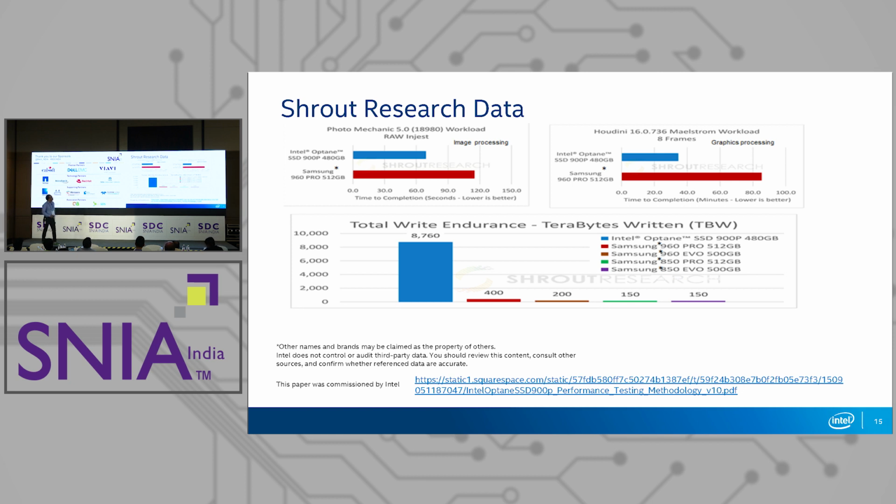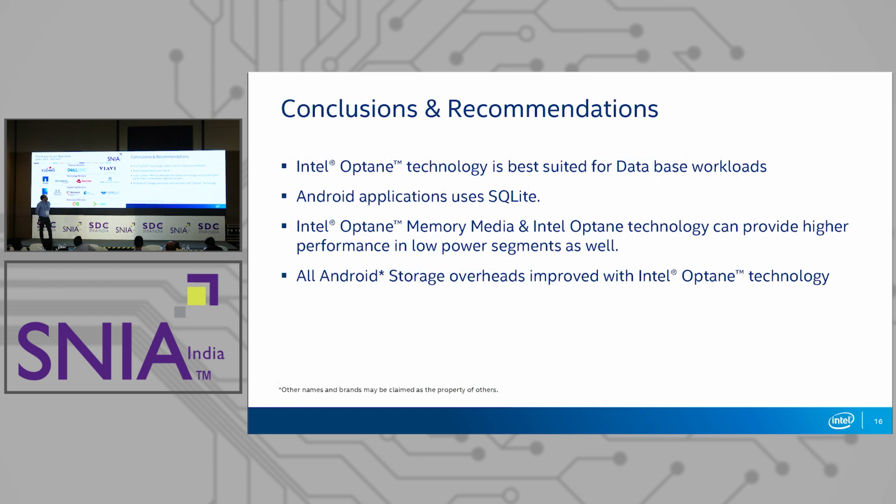So these are some of the numbers explaining the image processing and graphics capabilities. What I would try to conclude here is that Optane technology is best suited for database kinds of workloads, as you have seen in the numbers, and Android applications extensively use SQLite. Optane can deliver much better performance even in the low power segment. You know that Optane is already in place in the server market, used in persistent memories and in storage farms. Here we say there is no power impact and it can be well suited for low power segments. All the Android storage overheads I showed you earlier, whether SQLite DB related, file system related, or IO daemon related, have improved with the replacement of the SSD with the Optane SSD.